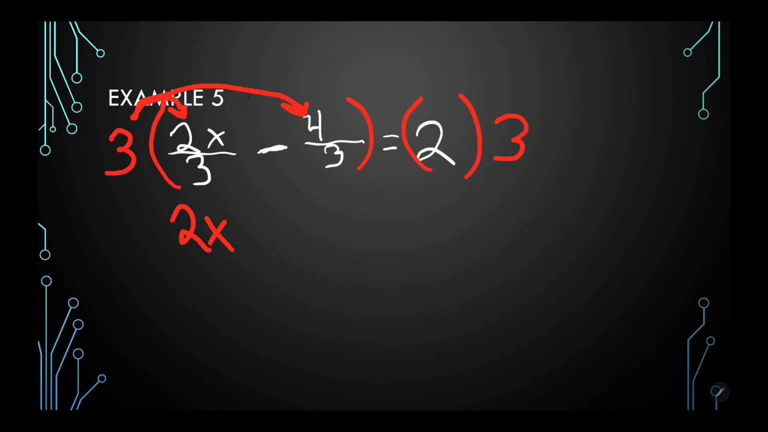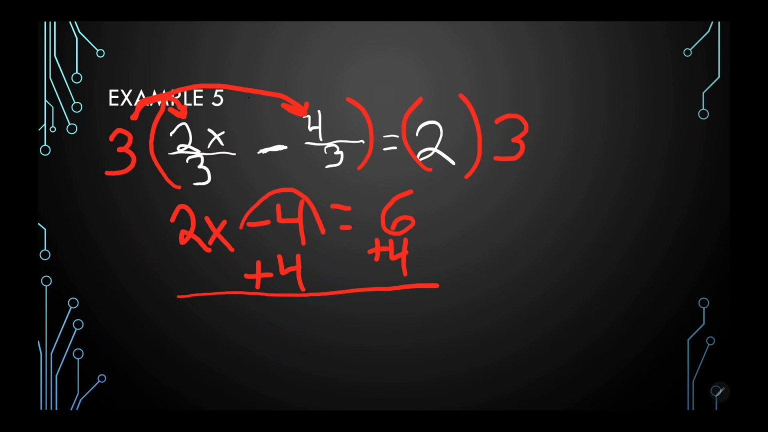Then we're going to go ahead and multiply 3 times the second term. So it'll be 3 times negative 4 gives you negative 12 divided by 3 gives you negative 4. Equals 2 times 3 gives you 6. Now we have 2x minus 4 equals 6. We're going to go ahead and get rid of our constant. So minus 4, the inverse will be plus 4. So we're going to go ahead and add 4 to both sides to keep it balanced. So we have negative 4 plus 4 gives you 0. 6 plus 4 gives you 10.